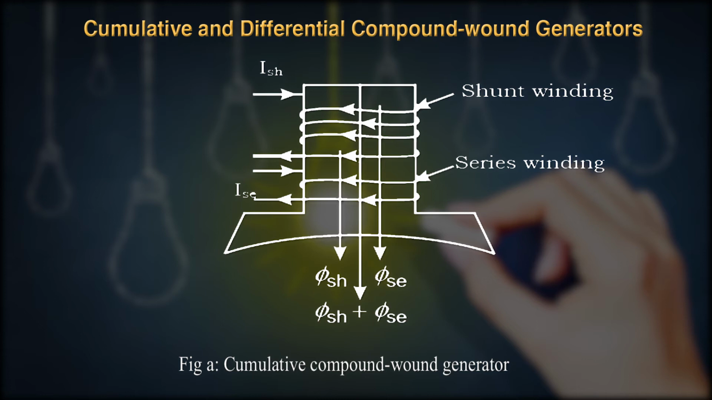Here if you apply the rule, suppose this is a pole, you just hold it like this. So here this finger will show the direction of the current and this thumb will show the direction of the flux. Here you can notice that both fluxes, that is the flux produced by the series field winding and the flux produced by the shunt field winding, are in the same direction. That means both fluxes are additive in nature. So that's why it is called a cumulative compound wound generator.